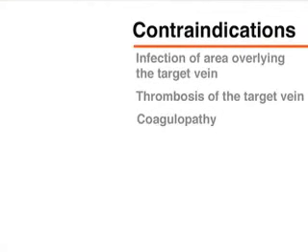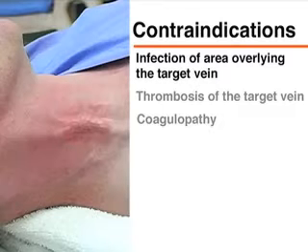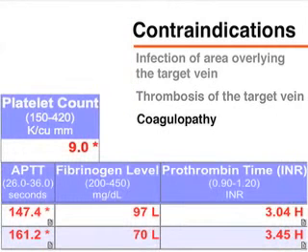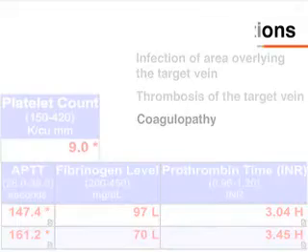General contraindications for the placement of a central venous line include infection of the area overlying the target vein and thrombosis of the target vein. Site-specific and relative contraindications include coagulopathy. Although this is not an absolute contraindication, extreme care must be exercised in patients with coagulopathy and in other patients for whom complications would be life-threatening.